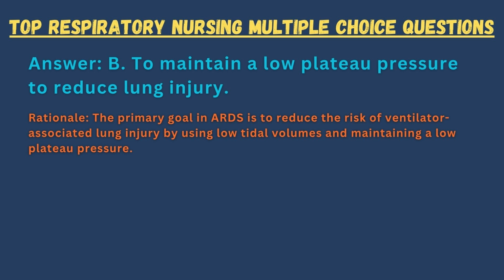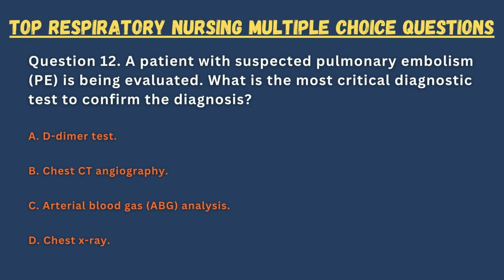Rationale. The primary goal in ARDS is to reduce the risk of ventilator-associated lung injury by using low tidal volumes and maintaining a low plateau pressure. Question 12. A patient with suspected pulmonary embolism, PE, is being evaluated. What is the most critical diagnostic test to confirm the diagnosis?